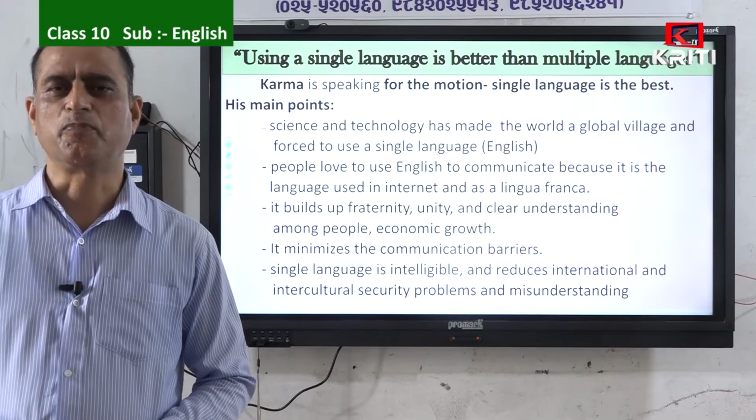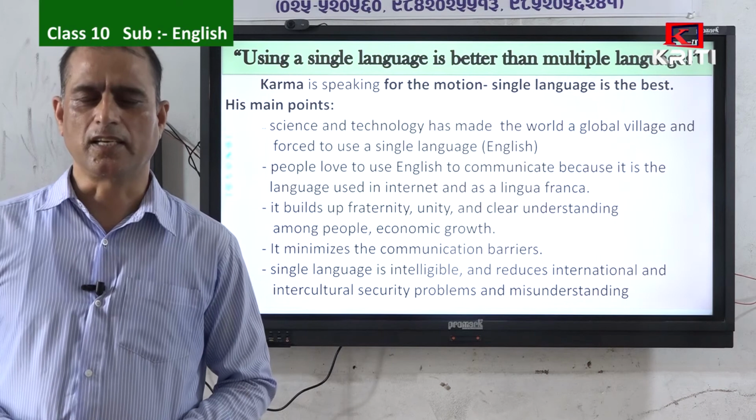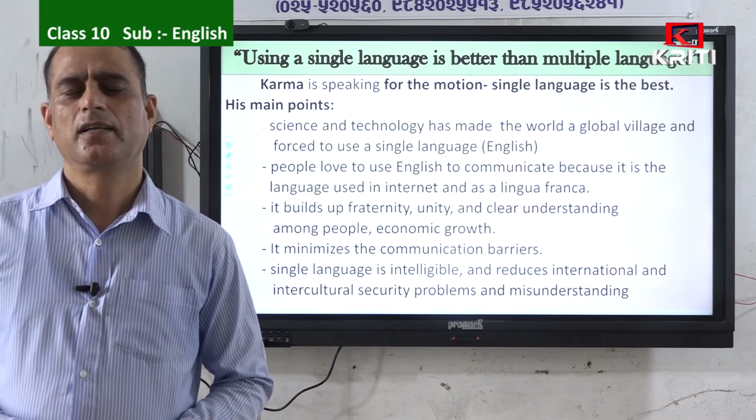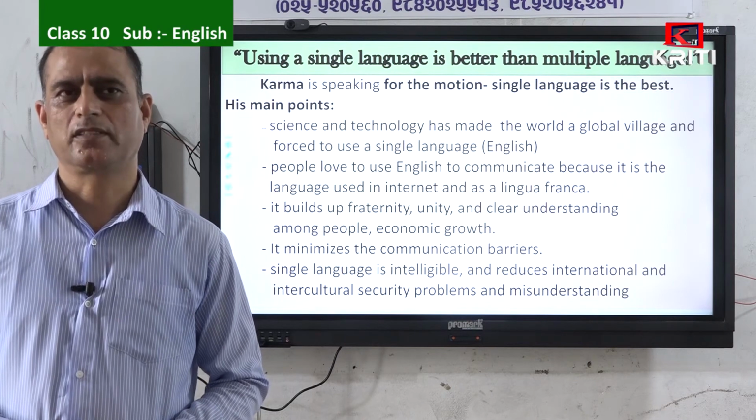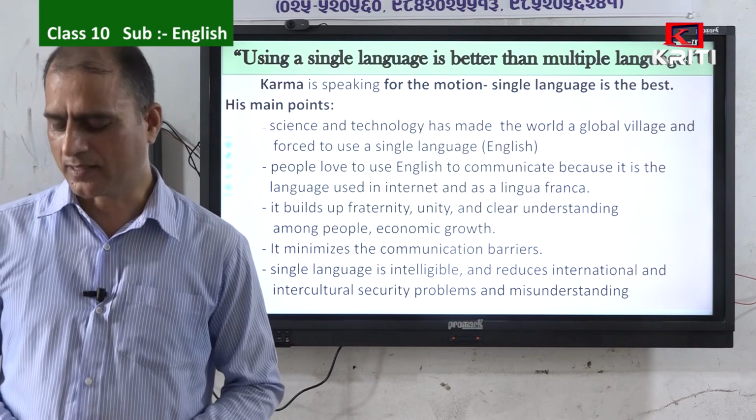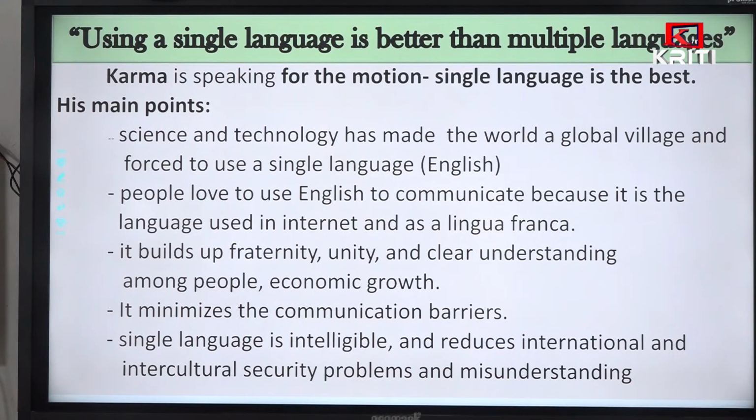Karma has expressed his views regarding the motion. He was speaking for the motion, and let's discuss his main points. What has he said? A single language is the best, or it is better. Using a single language is better than using multiple languages. If you have not restarted writing, please start writing the main points that Karma has spoken in the debate.